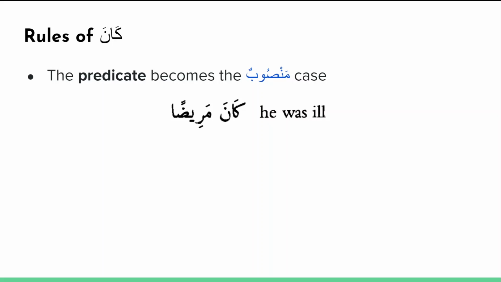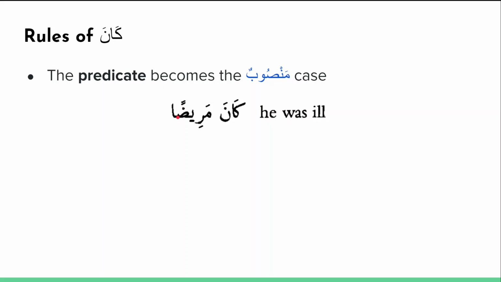The first one is that the predicate takes on the mansoob case. So what do I mean by that? First of all, what is the predicate? The predicate is answering the question, what was he? So for example, in the phrase kana maridan, he was ill, what was he? He was ill. So maridan is the predicate, and you'll notice it takes on a double fatha. And the reason it does that is because it has to be in the mansoob case.